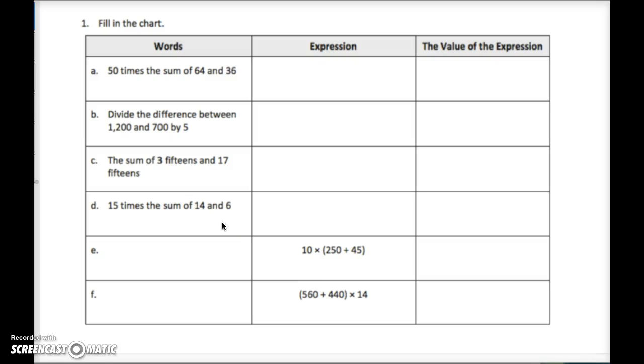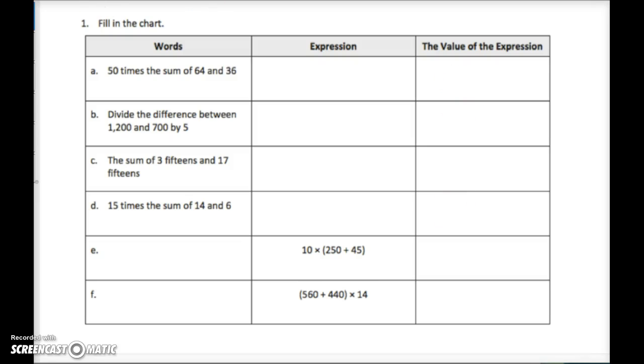So we can see that we have things here that are telling us what math we need to do, but it's using words instead of multiplication symbols or addition symbols or subtraction symbols or whatever. In the column expression, we see those numbers and those symbols, and then we see parentheses. Okay, and then the value of the expression, there's nothing.